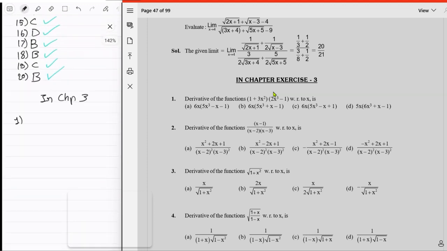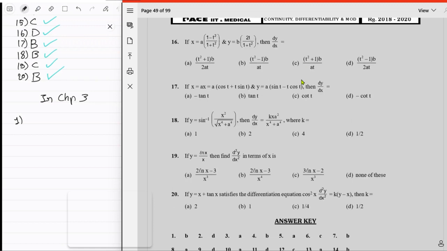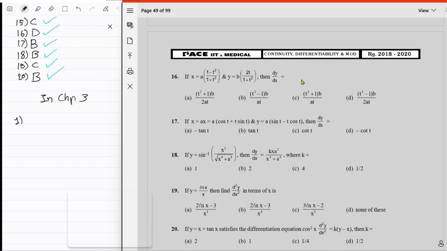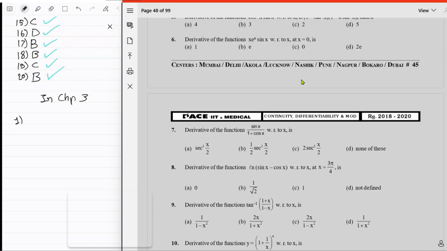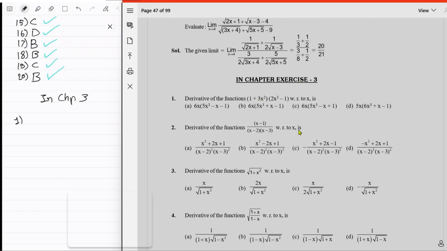First question. Derivative of the function 1 plus 3x squared times 2x cubed minus 1 with respect to x is. Okay, well, why are they doing something like this? Isn't this supposed to be continuity and differentiability? Why are we doing this all of a sudden? I don't know. Anyway, they want the derivative of this function.